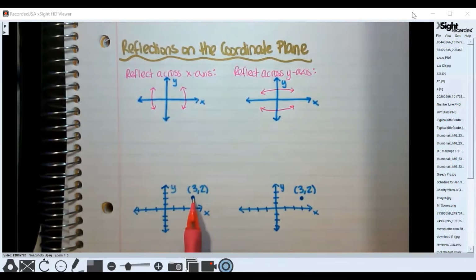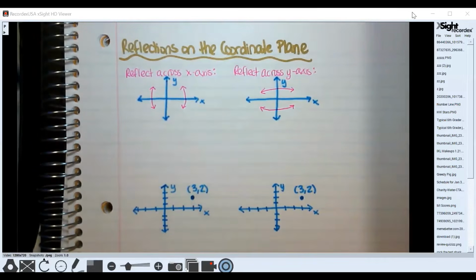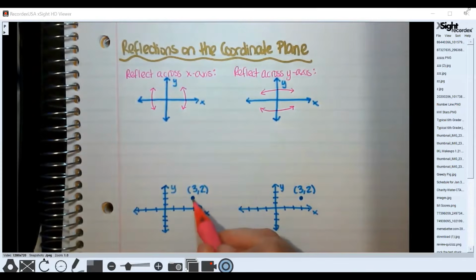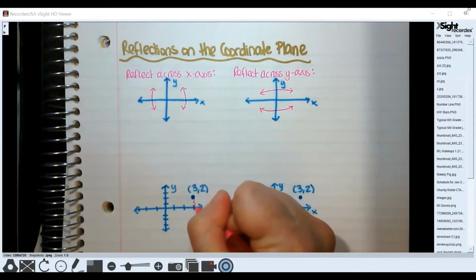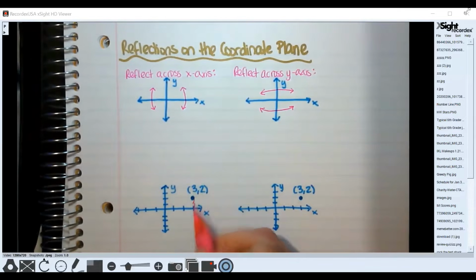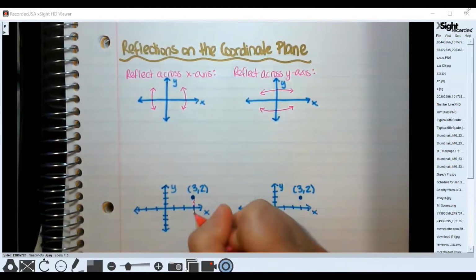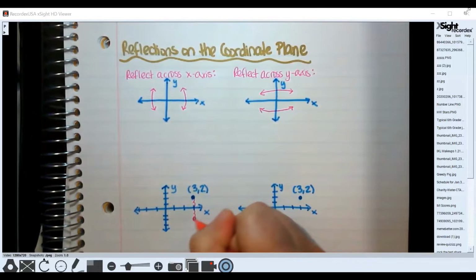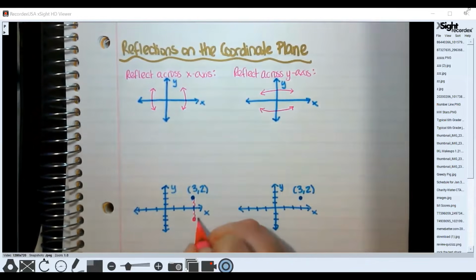If you're given the point 3, 2, and it asks you to reflect across the x-axis, there's a couple of ways you can do that. One way is I can see, first of all, that that's 2 units above the x-axis, so I would reflect it 2 units below. And that reflected point would have the coordinates 3, -2.